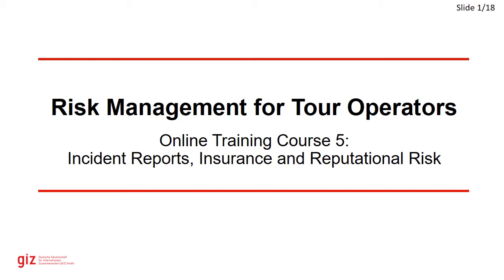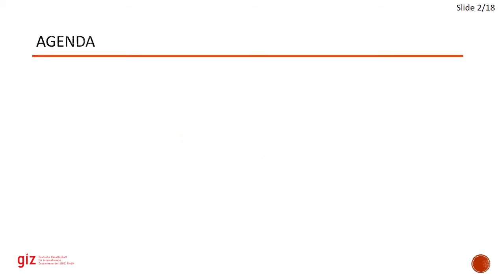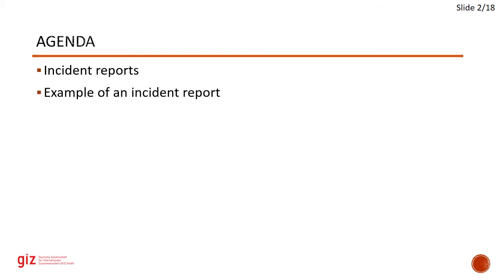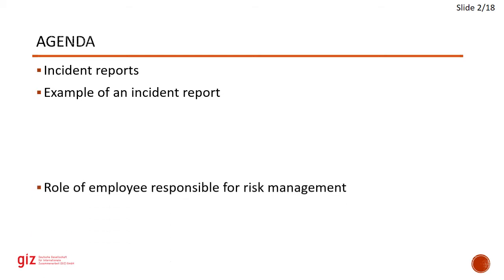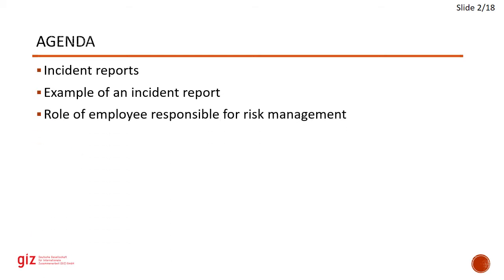In this course, we will talk about incident reports. Insurance and reputational risk will be covered in more detail in the presentation by Explore Worldwide. First, we will introduce incident reports. We'll then give an example of an incident report which is filled out. We'll then briefly talk about the role of the employee responsible for risk management in your company. We'll go over the next homework assignment and present the references this course is based on.